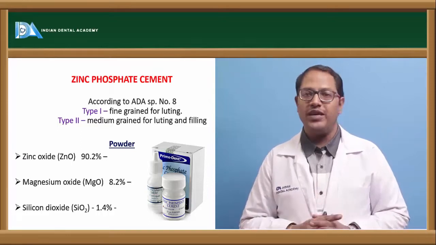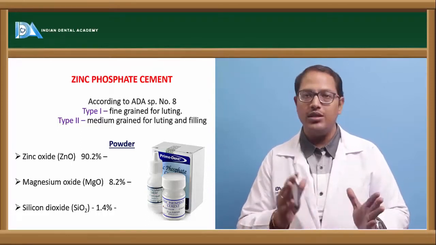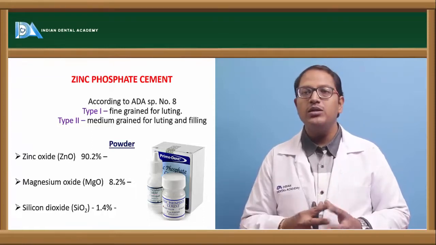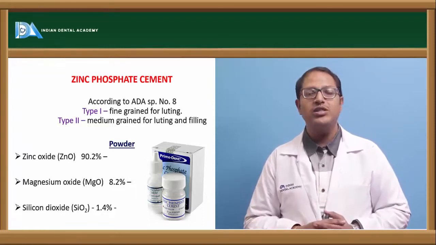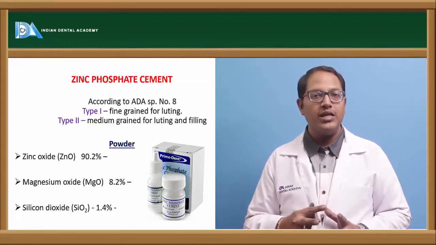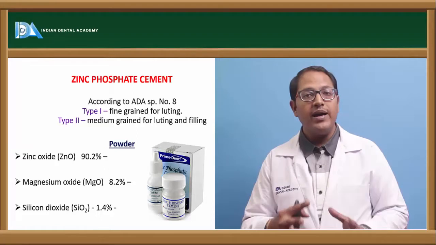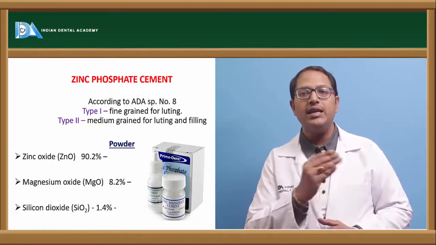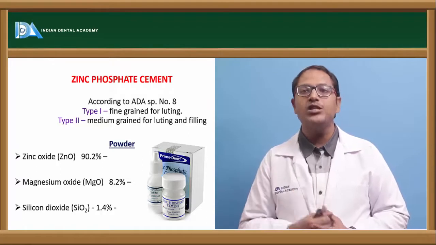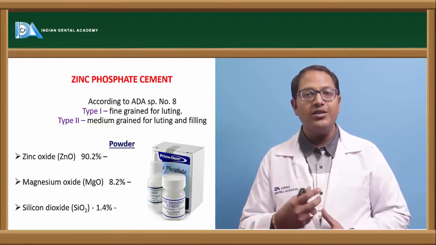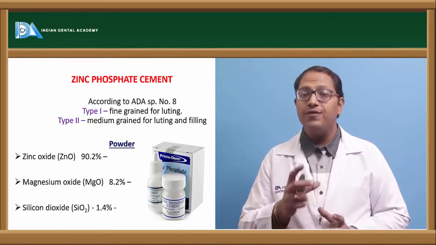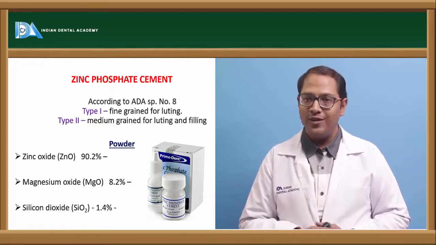Now zinc phosphate has a powder and a liquid, which have to be mixed, as with every cement. The powder consists of zinc oxide, which is 90%, and magnesium oxide, around 8.2%. This magnesium oxide decreases the temperature of calcination, which in turn helps in the powder composition of the zinc phosphate. Silicon dioxide is 1.4%, and this acts as a filler in the composition of zinc phosphate.